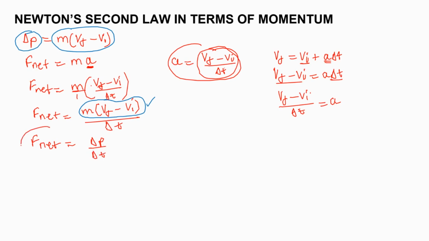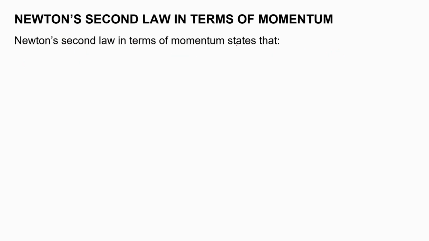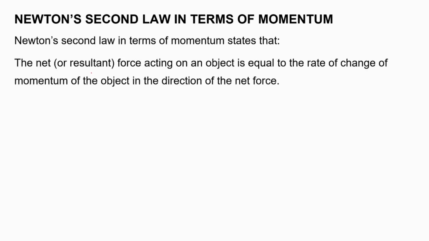So what do we say about this? Let's put this in words. Newton's second law in terms of momentum states that the net force acting on an object is equal to the rate of change of momentum of the object in the direction of the net force. The net force or the resultant force is equal to the rate of change of momentum, because we say that F net is equal to change in momentum over change in time.